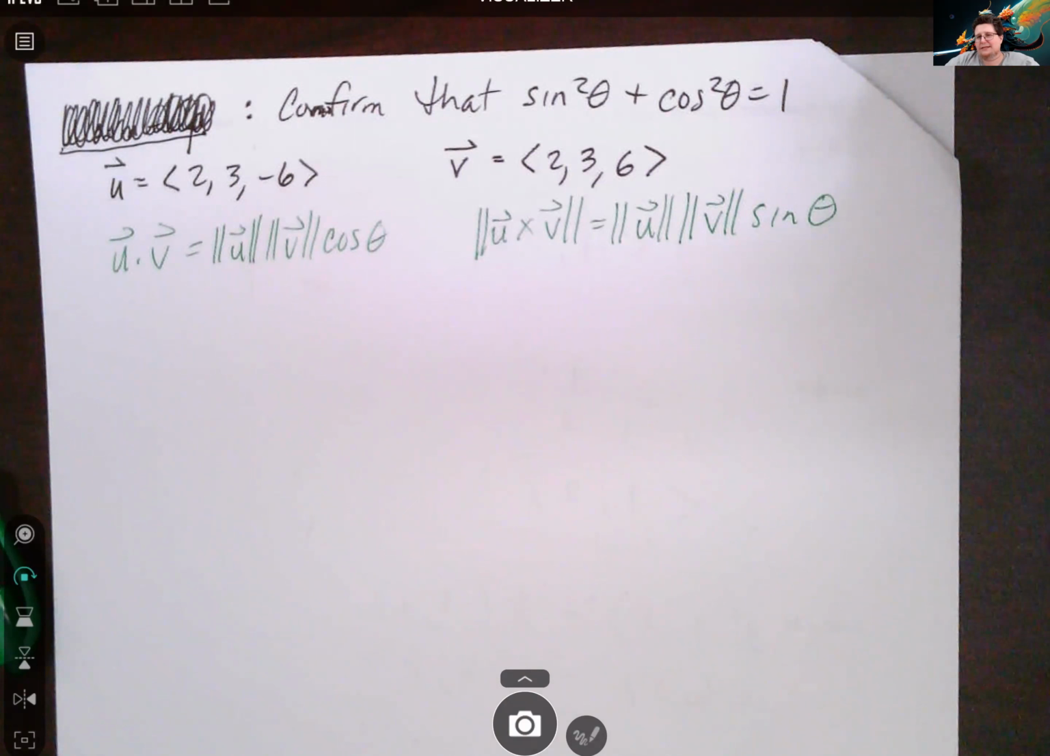Isn't that a fun problem? It tests whether or not you remember the dot product formula and the cross product formula, and whether you can work with them. It also requires you to find the norms of vectors, so finding the magnitude or length of a vector. There's a lot of vector stuff all wrapped up into this problem. Pretty sweet.